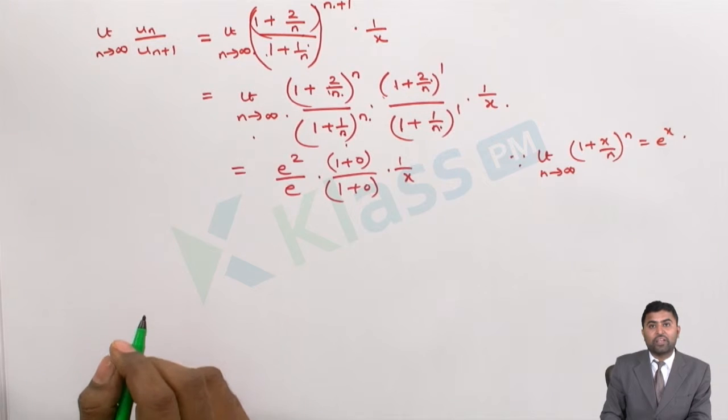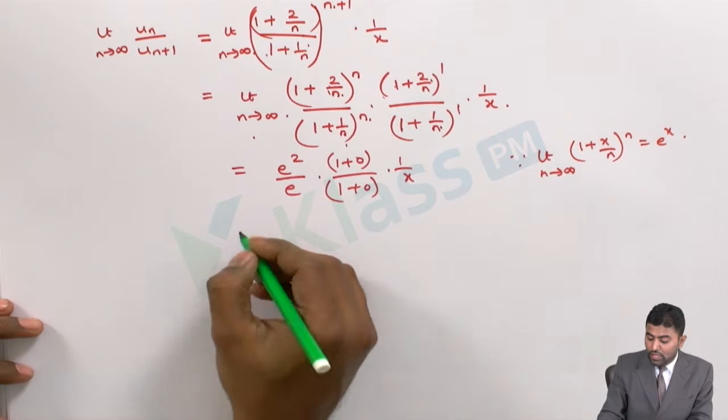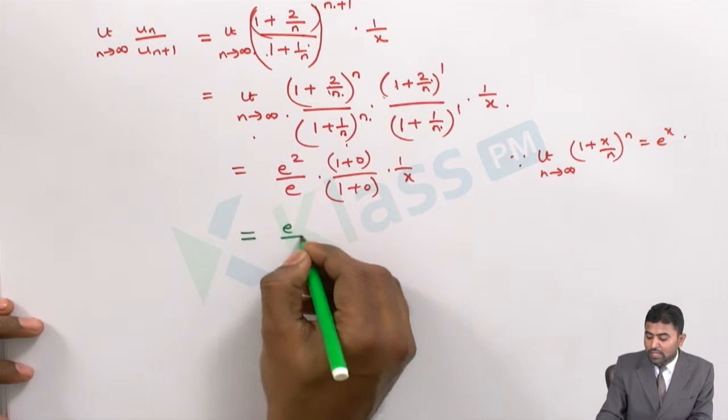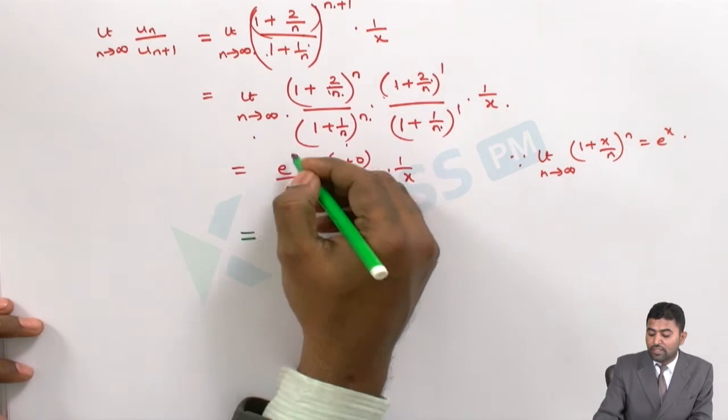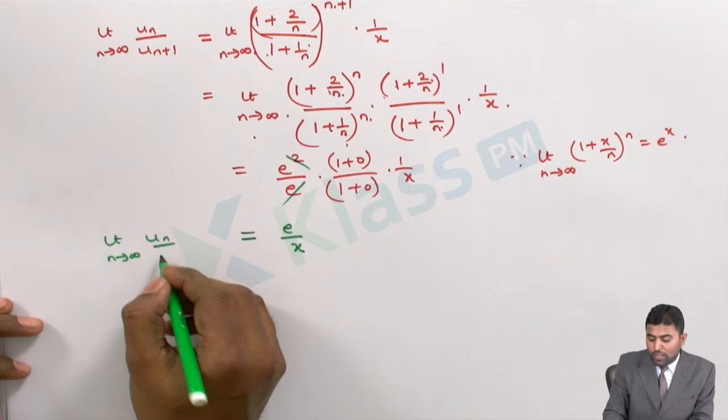I told you that when we get the answer in terms of e and the test fails, then we need to use the logarithmic test. Okay? So this is equal to, I'm getting the answer as e by x after cancellation of these two. So limit n tends to infinity, un by un plus 1.